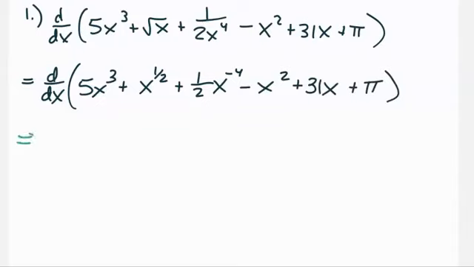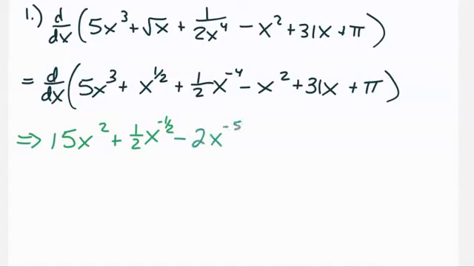And so now I can take the derivative of everything. So 5x to the third is 15x squared. X to the 1/2 is 1/2 x to the -1/2. So don't forget we're subtracting 1 off the exponent. When I multiply this out front, -4 times 1/2 is -2. And since we're subtracting 1, it'll be to the -5th.